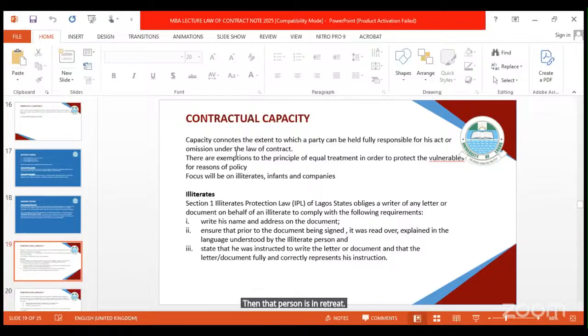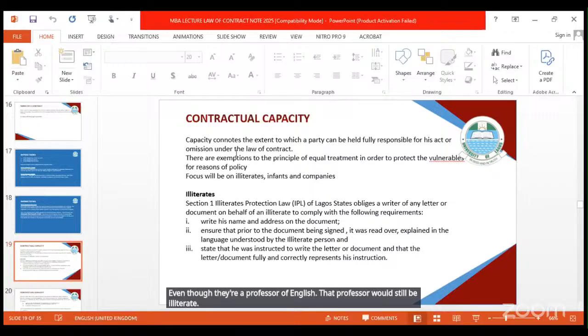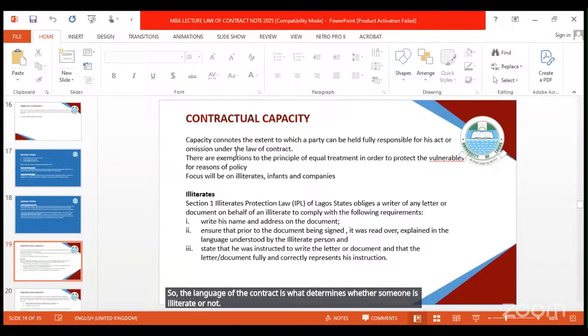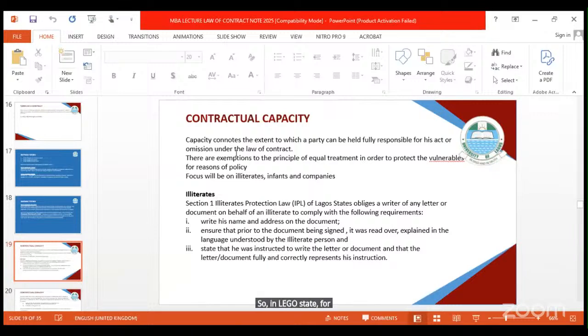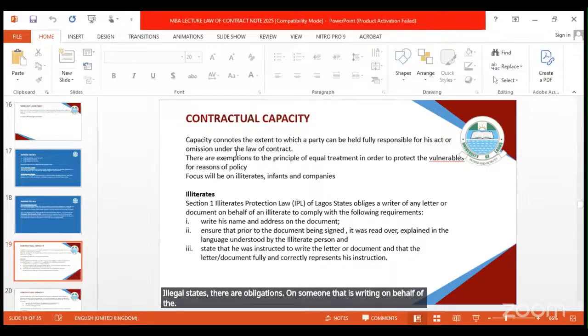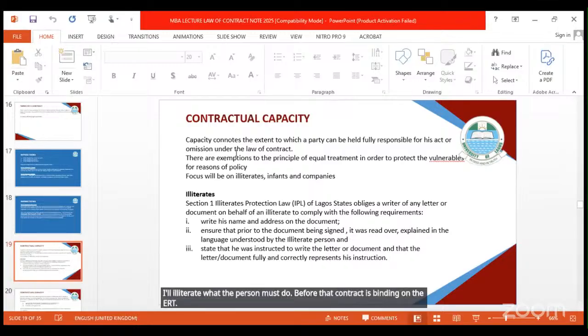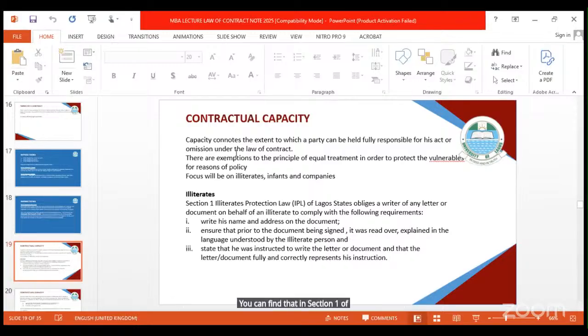If the contract is in Yoruba language, but the party cannot read and write in Yoruba, even though they are a professor of English, that professor will still be illiterate. So the language of the contract is what determines whether someone is illiterate or not. In Lagos State, for instance, there are obligations on someone writing on behalf of the illiterate, what the person must do before that contract is binding on the illiterate. You can find that in Section 1 of the Illiterates Protection Law of Lagos State. Those requirements are there.